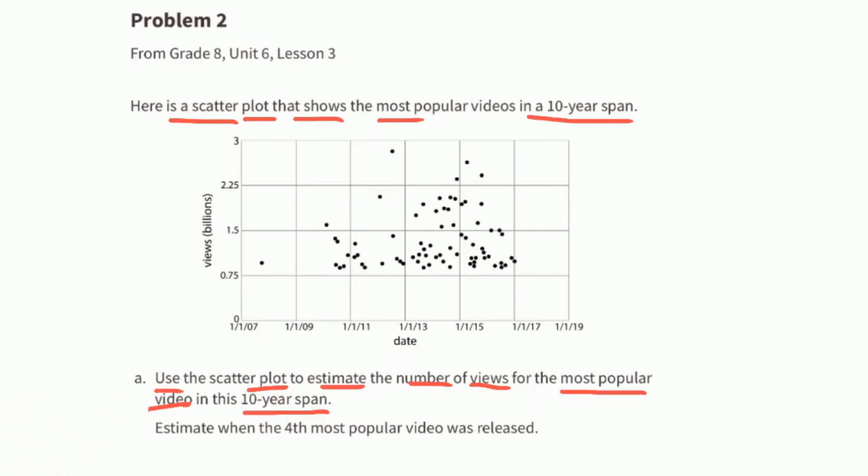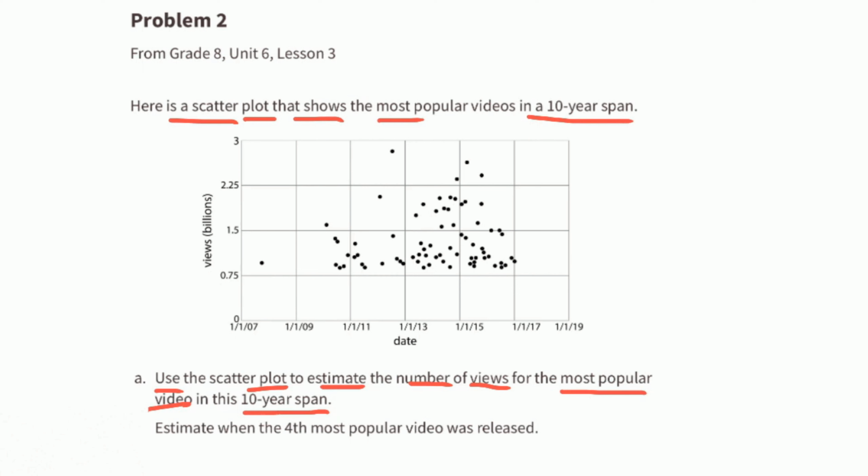Problem number 2 from 8th grade Unit 6, Lesson 3. Here's a scatter plot that shows the most popular videos in a 10-year span. A. Use the scatter plot to estimate the number of views for the most popular video in this 10-year span.